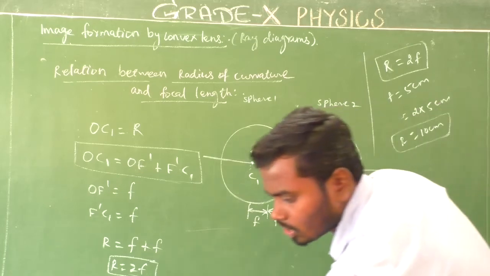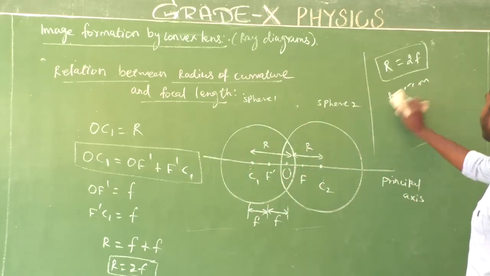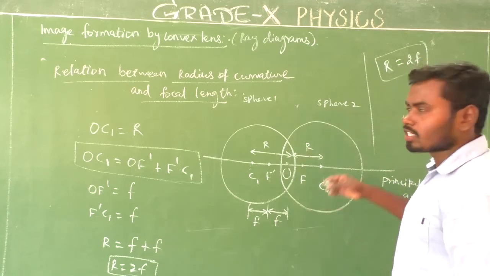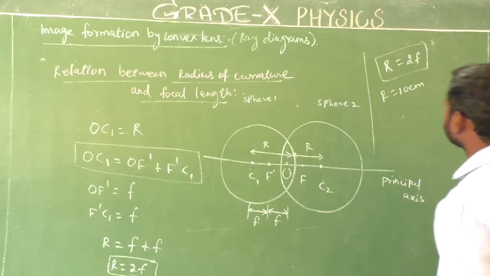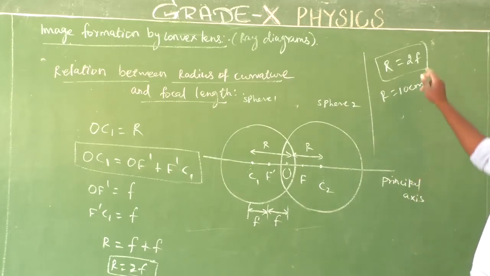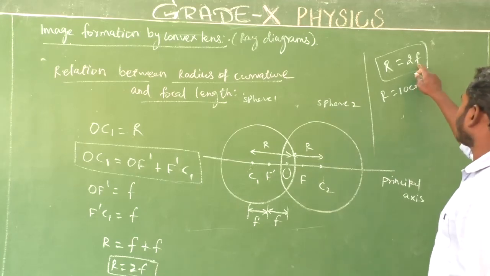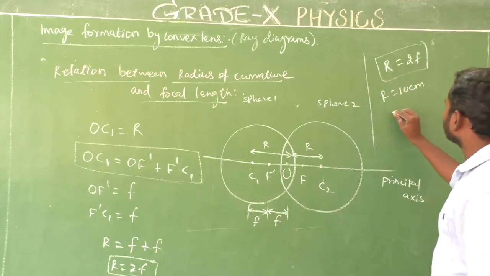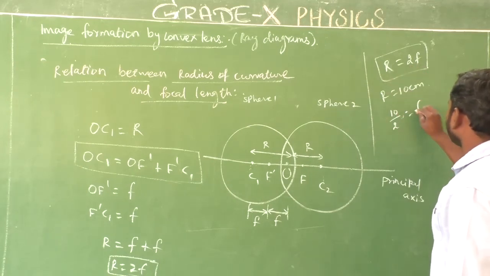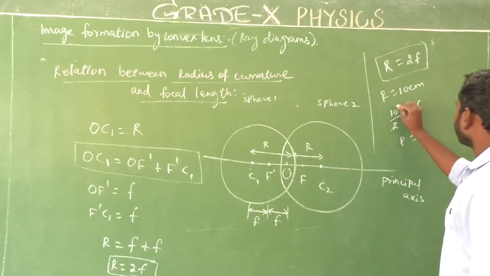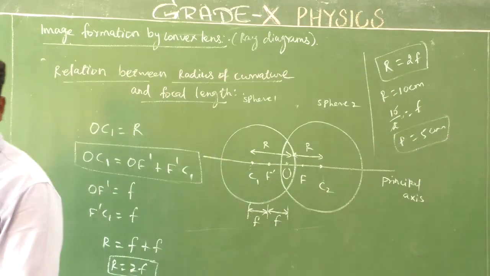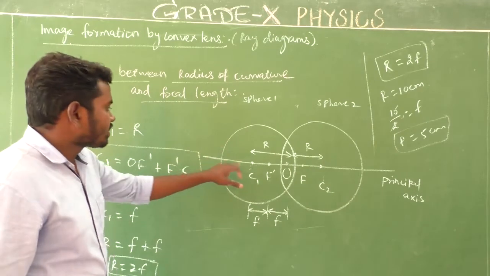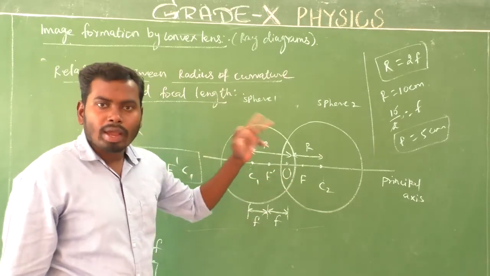Is that clear? Yes. Suppose the radius of curvature is 10 centimeter, which means R value is 10 centimeter. Am I right? So what about the focal length value? Find the F value. So we know R, so what will happen? R by 2. So 10 divided by 2 is equal to F. Then F will be equal to 5 centimeter. That's all. Very simple. Is it clear? So now keep this concept: the radius of curvature is equal to twice its focal length.